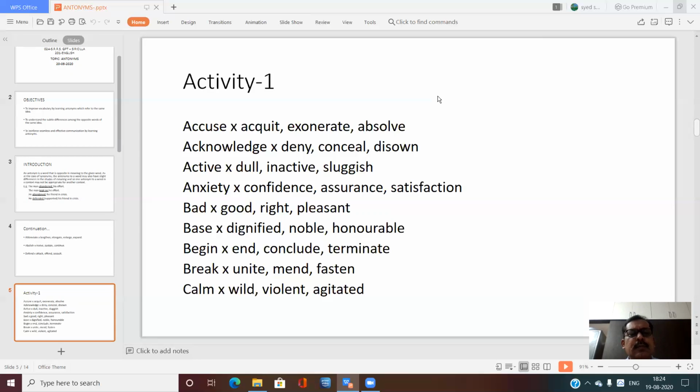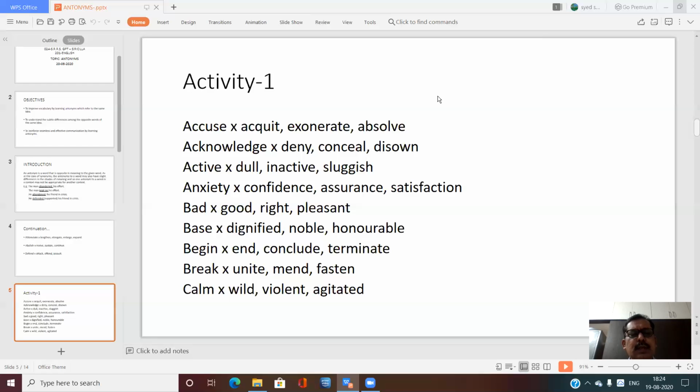Next, base. Base here means dirty or mean. Here the meaning of the word base is mean or dirty. Opposite words: dignified, noble, honorable. Next, begin. Opposite words: end, conclude, terminate.